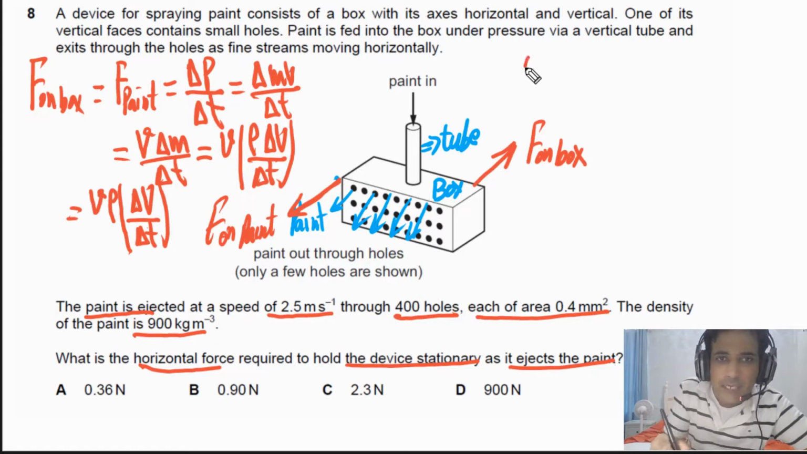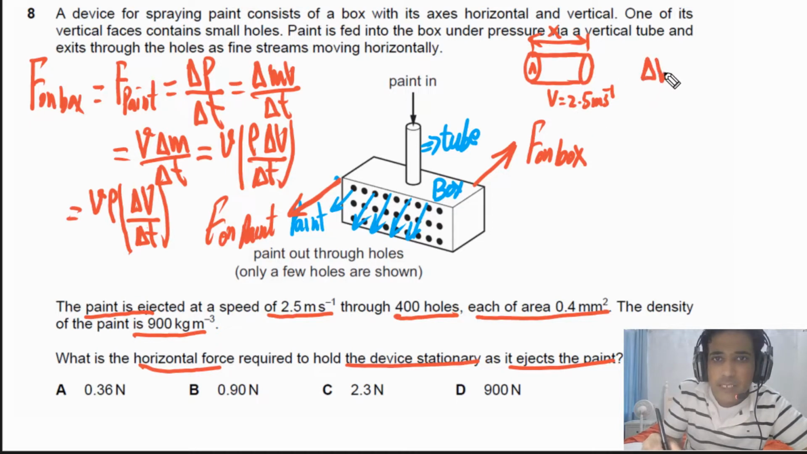Imagine that we have one small cylinder, and this cylinder is like a hole. So we are talking about a hole. The shape of the hole is like a cylinder, and cross-sectional area of this hole, imagine that is A, and the length of this cylinder is equal to x. Speed of paint is also given. V of the paint is given, that is constant, and that is equal to 2.5 meters per second. We need to find out delta V over delta T.